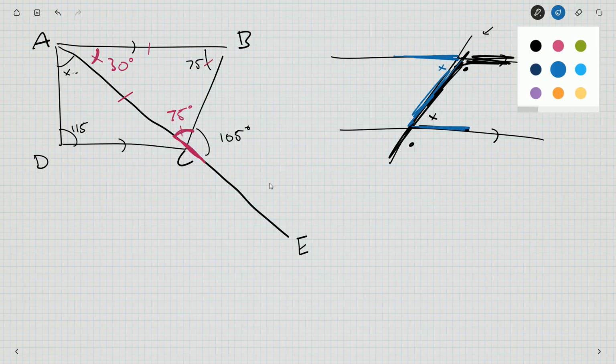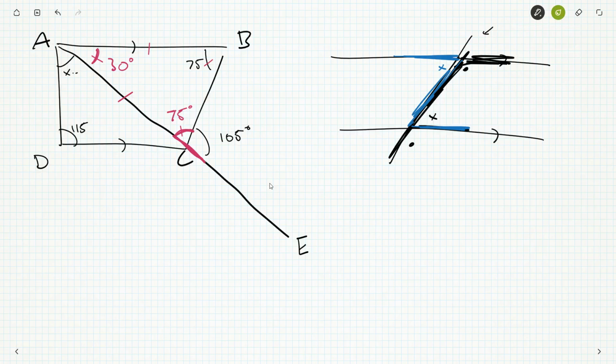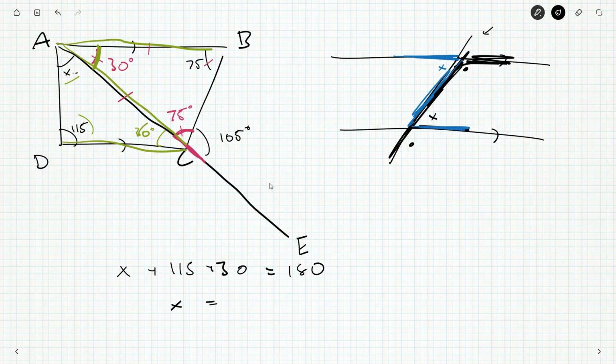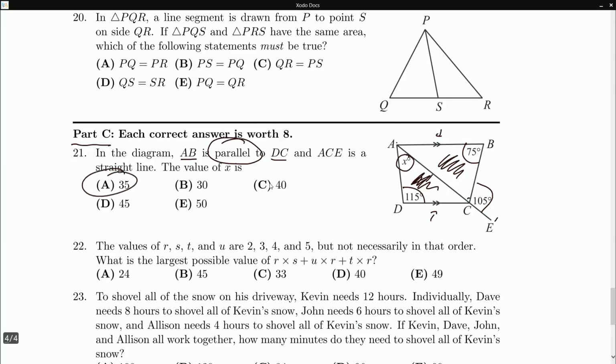So there's lots of things that we could be using here, but I notice I've got 30 degrees here, and I've got a little Z pattern here, which tells me I should have a 30 degrees here, and now I've got 1, 2, 3 angles in a triangle. I know they have to add up to 180, so X plus 115 plus 30 must be 180. So X is going to be 150 minus 115. The hundreds will cancel out. 50 minus 15, this will be 35. So X is 35 degrees, and that is an answer of A.